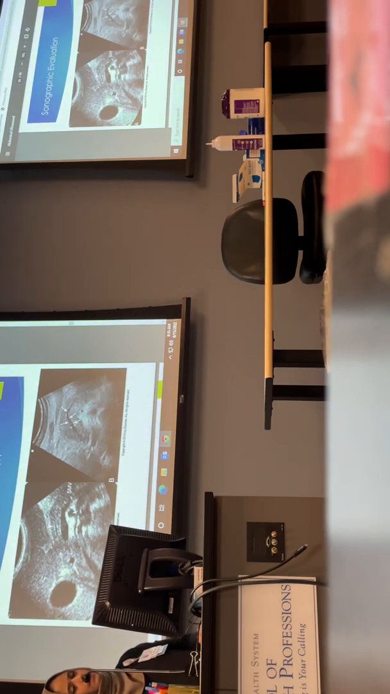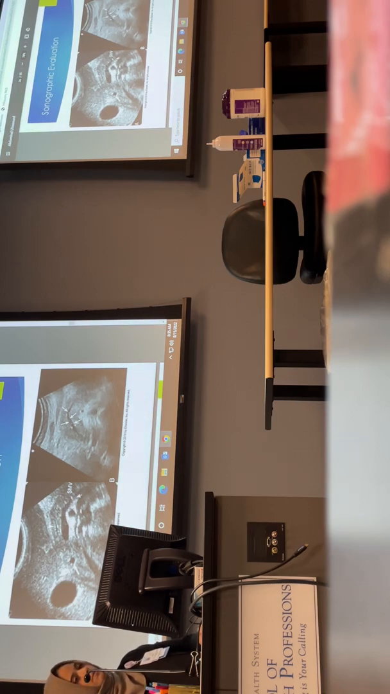What would this structure be right here? SMA. What would this structure be right here? SMV. They have it mislabeled, guys. This is the SMV. That means this is the what? Splenic vein. So remember, from here, the splenic vein continues and it goes all the way to the spleen.